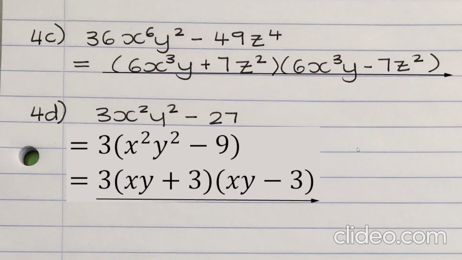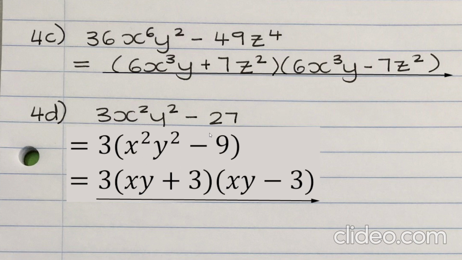And then for D, finally at the end of this memo, again, 3 is not a perfect square, neither is 27, so I don't even think about difference of squares. I first think about highest common factor, so I take out 3 as the highest common factor because it goes into 3 and 27. And when I divide through by 3, this is what I get.